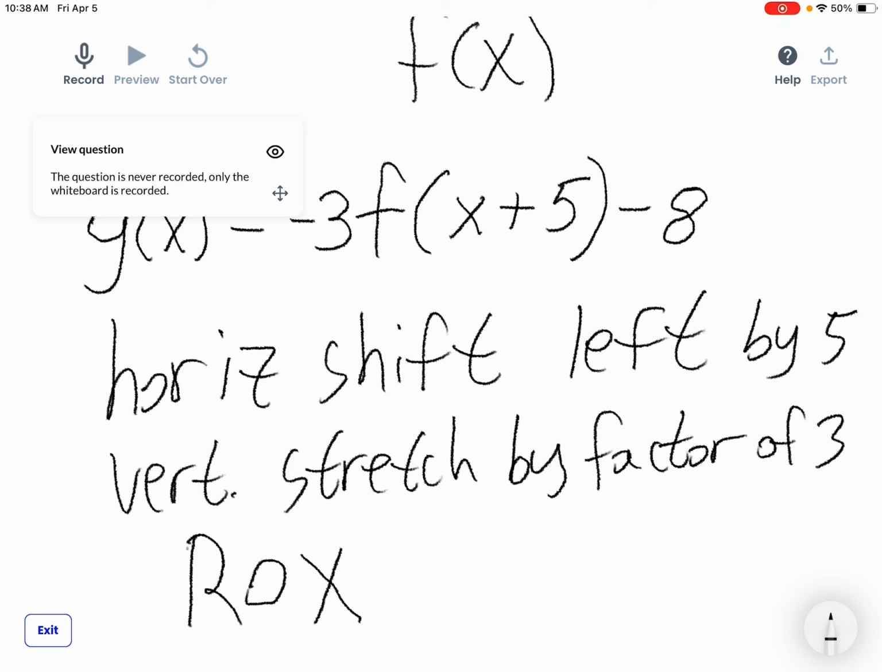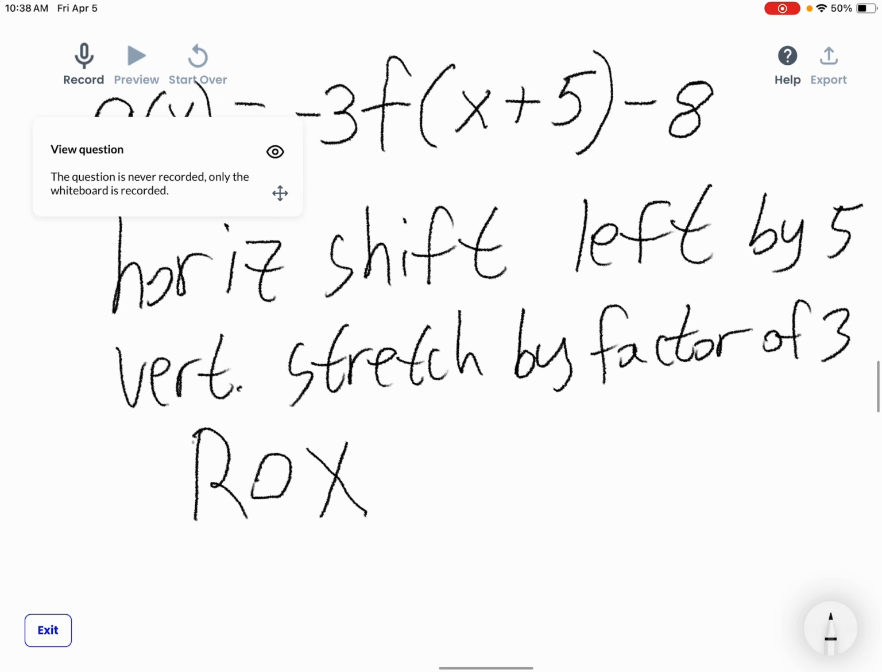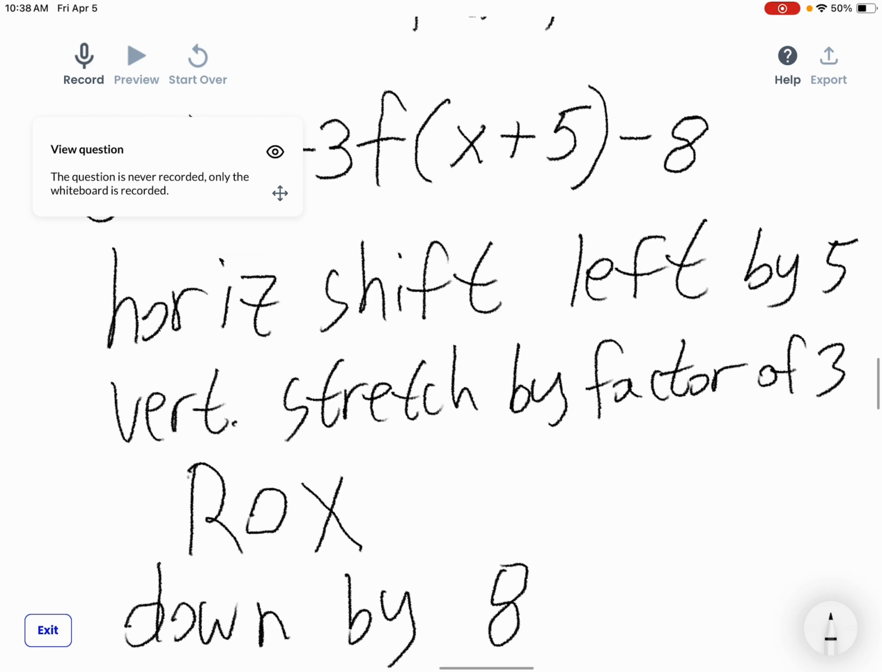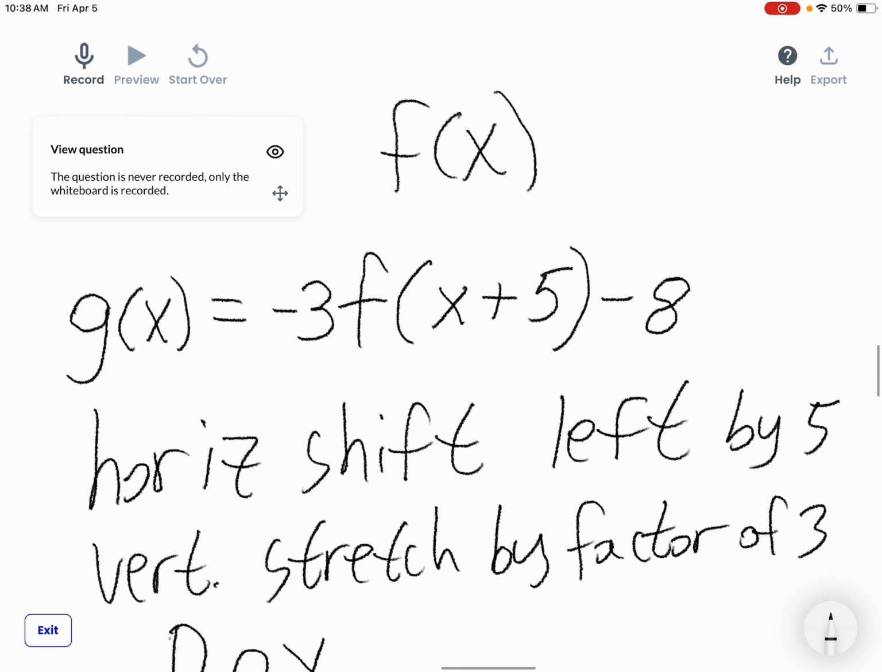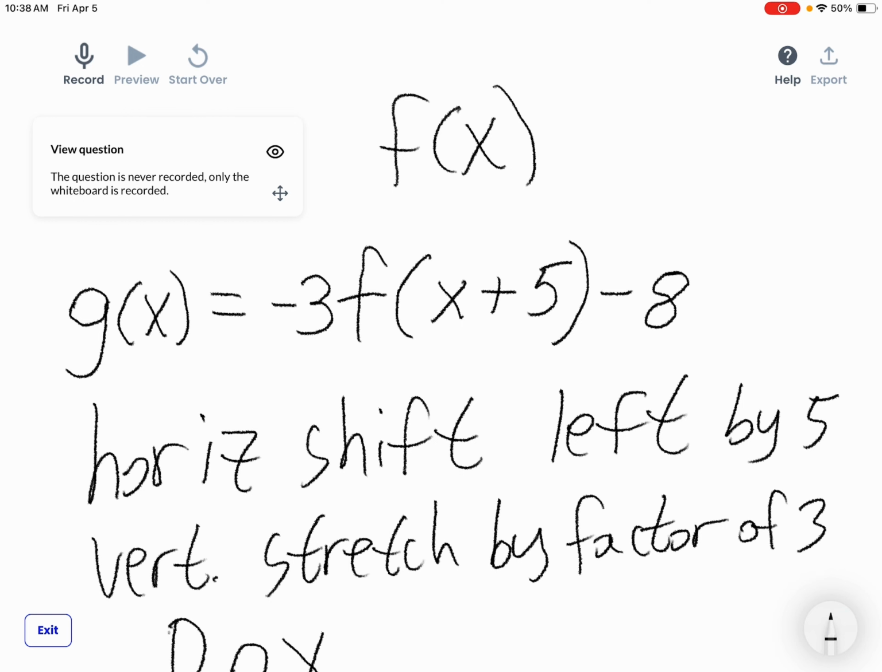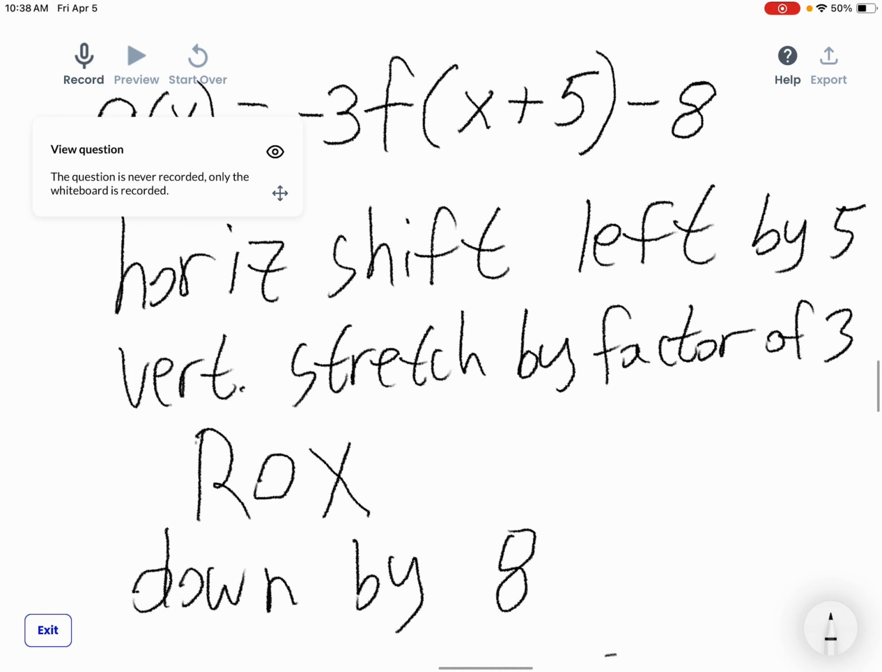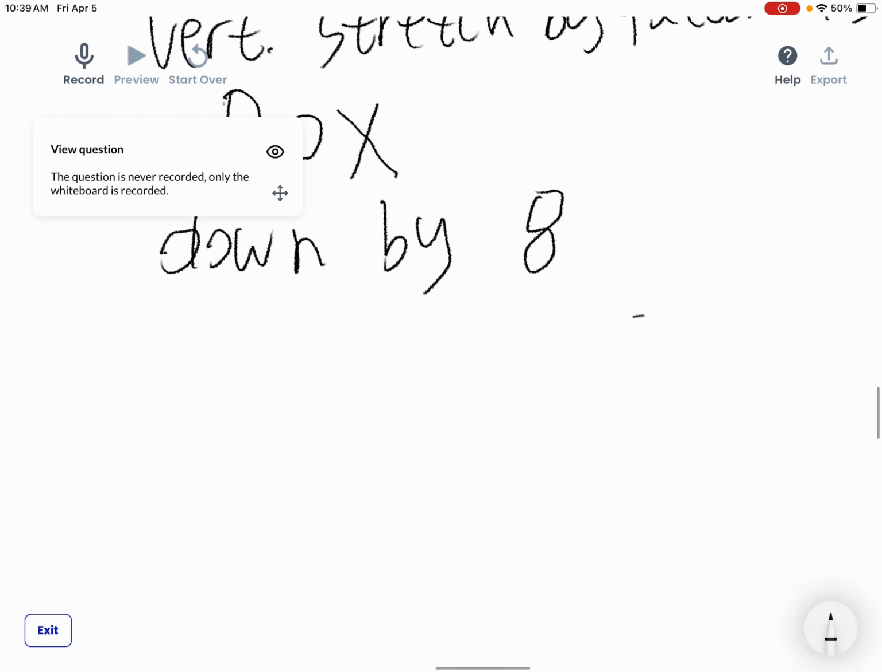That's going to be a vertical shift up or down, and if it's a vertical shift, it's the same direction. So if it's plus something, we go up by that amount. If it's minus, we go down by that amount. So a -8 outside is going to be a vertical shift down by 8 units. So that's it, basically. We start with whatever f of x was, and we do the shift left by 5, the vertical stretch by 3, the reflection, which is the negative outside over the x-axis, and then down by 8 units. All right, let's look at another one.